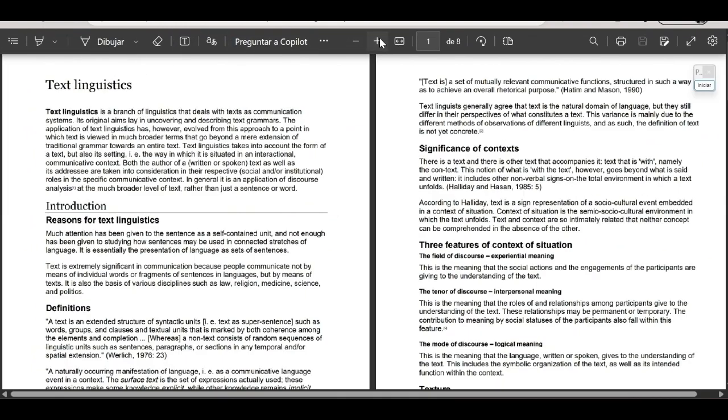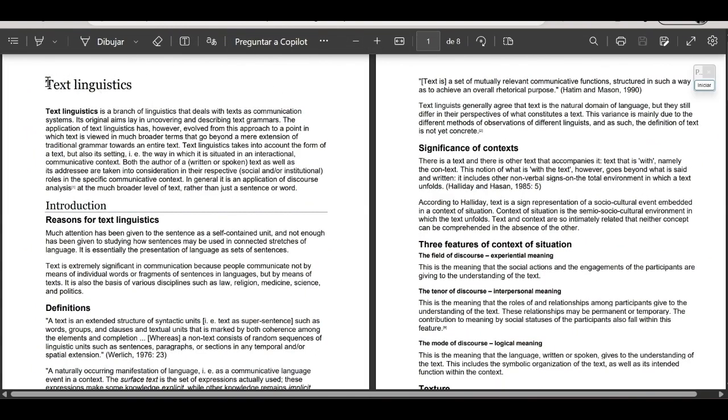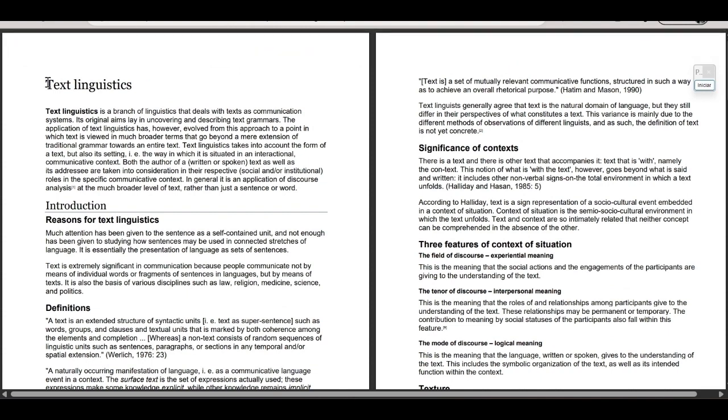As you can see, this is the first lesson. So we were talking about some basic concepts. But first of all, this is the definition of text linguistics. But first of all, I would like you to watch a video about what linguistics is.